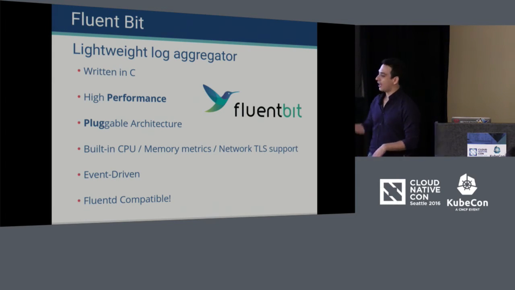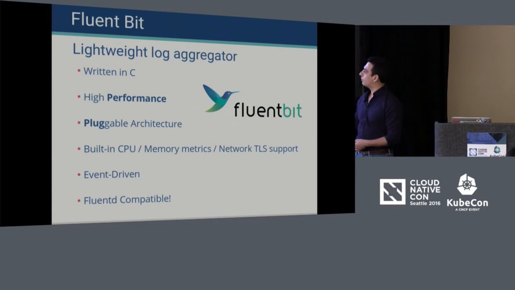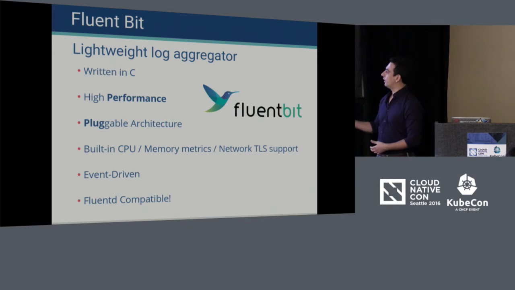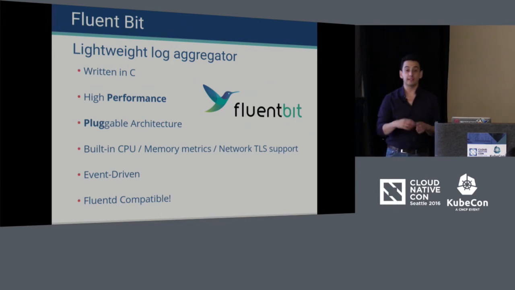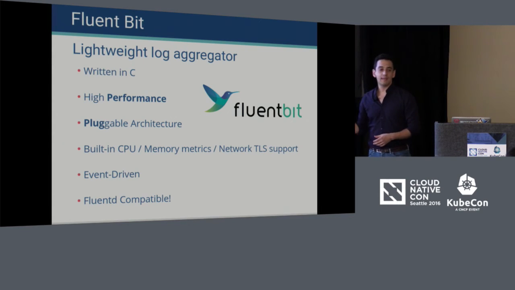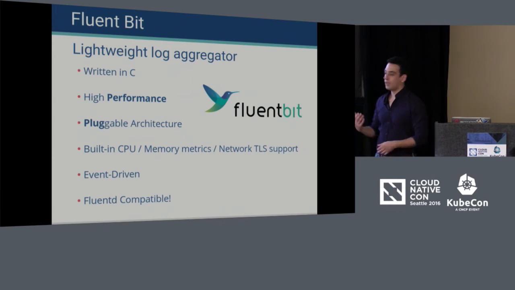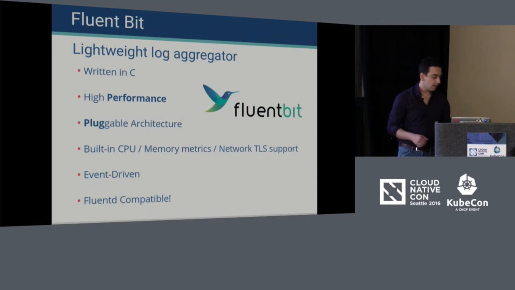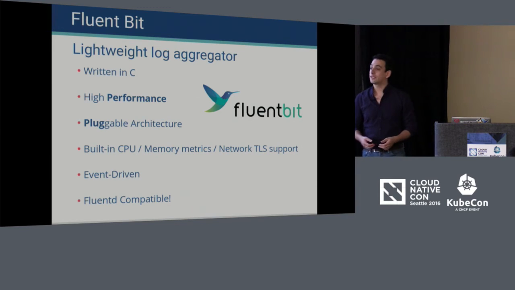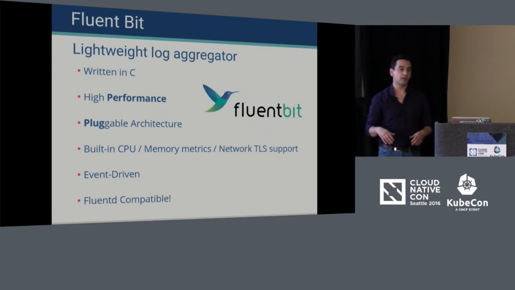So we started creating a new solution for that specific market, and open source, of course, which is called Fluent Bit, which was written in C, fully high performance, has an architecture with plugins, and is also capable of gathering some metrics of the system where it's running, like CPU, memory, and networking stuff. It's fully event-driven, and also Fluentd compatible. What that means is that for an embedded device, you can gather some metrics, you can gather some logs, and send this information back to Fluentd. And then from Fluentd, you can do whatever you want.